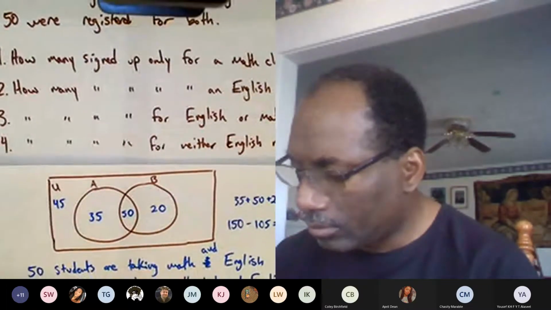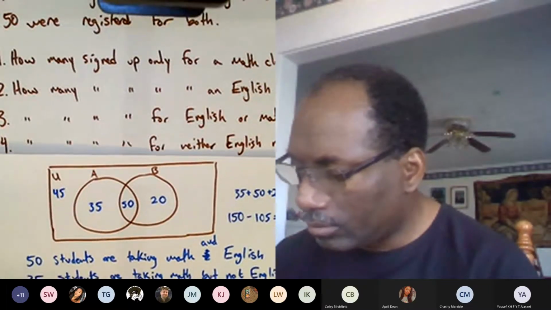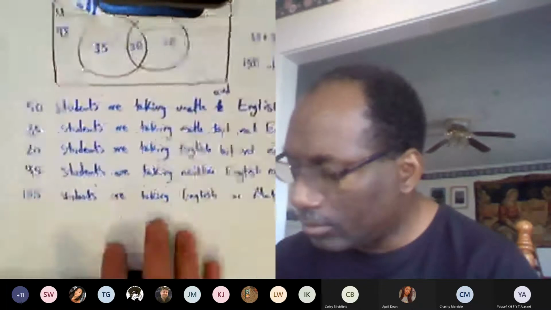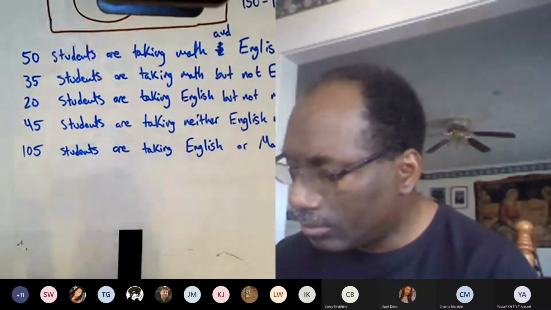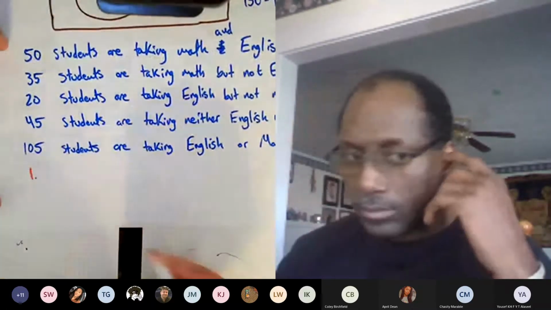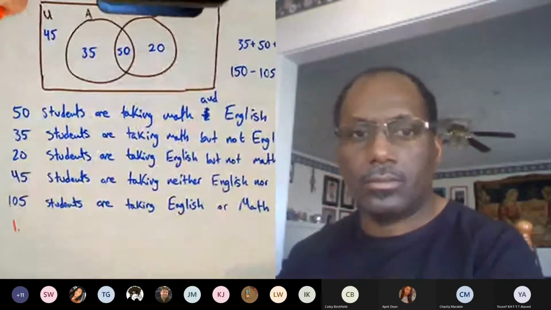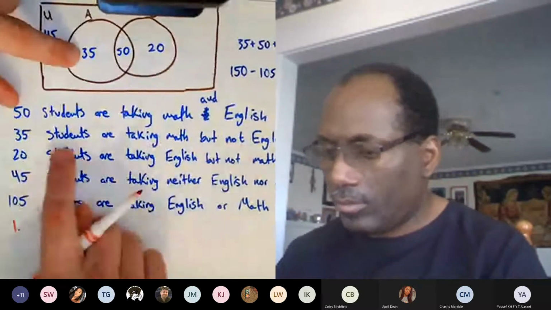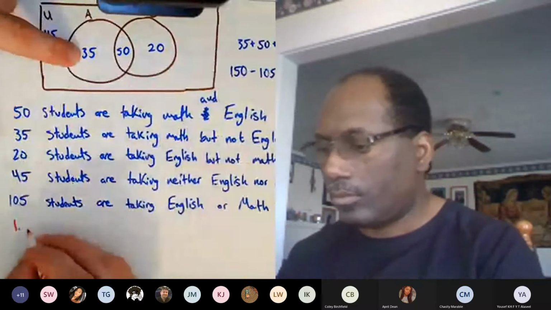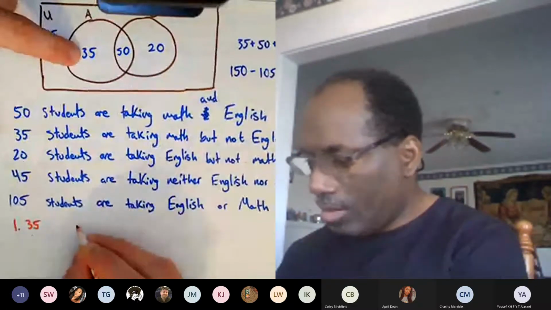How many signed up only for a math class? So number 1 says how many signed up only for a math class. So I'll just put number 1 here and we'll answer it. How many students signed up only for a math class? Well, that would be this 35. They're taking math, but not English. They're taking only math. Okay.